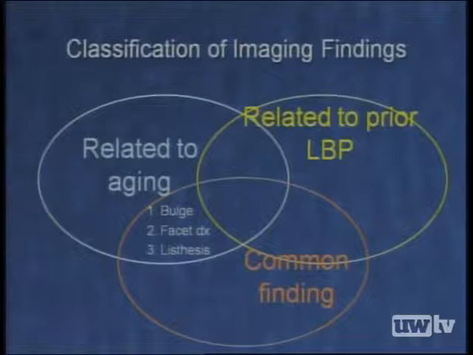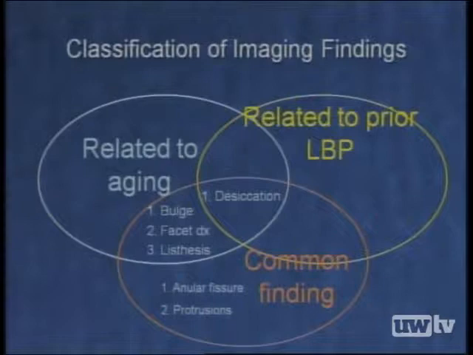Disc desiccation or low T2 signal is related to aging, common. Actually, in our study, we found it was probably related to prior low back pain, but again, not very useful because it's so common. Annular fissures and protrusions, very common findings. Not necessarily related to aging, which is interesting. But again, because they're so common, not so useful.